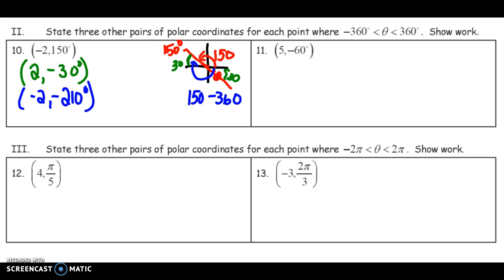Now I have one more to find. In order to find that, our green here was -30. So what if I went around the circle counterclockwise? Well, 360 minus 30 gives us 330.